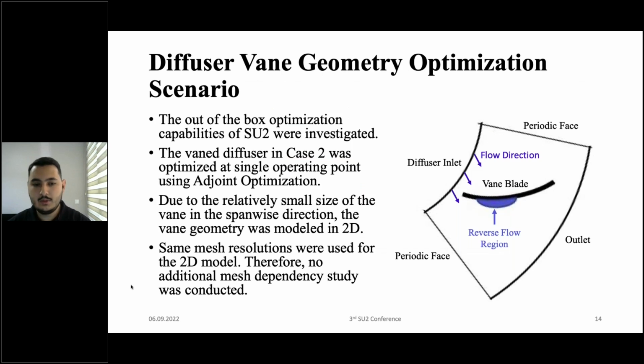For the optimization study, we wanted to see SU2's out-of-the-box capabilities in terms of optimization. For that, the vaned diffuser in case 2 was optimized at a single operating point using a discrete adjoint optimization. Due to the relatively small size of the vane in the span-wise direction, the vane geometry was modeled in 2D. The same mesh resolutions were used for the 2D model as well. Therefore, no additional mesh dependency study was conducted.